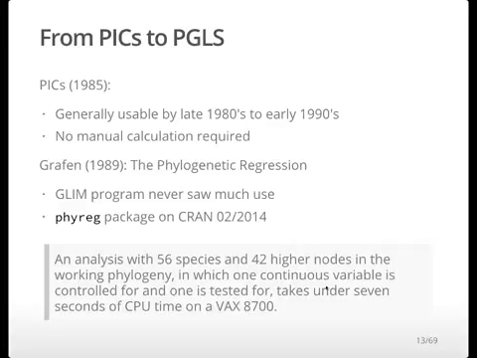This is actually from the paper. 56 species and 42 nodes, took only 7 seconds of CPU time on a VAX 8700. So anybody know what a VAX 8700 looks like? It's like half of a fridge. Finally got around to about 25 years later actually writing an R package for this. So there was the PhyReg package. It was actually on CRAN as of February 2014. So that took 25 years to happen. I actually downloaded the GLIM program. You can't even read it. It's not quite machine language, but it's pretty close to it.